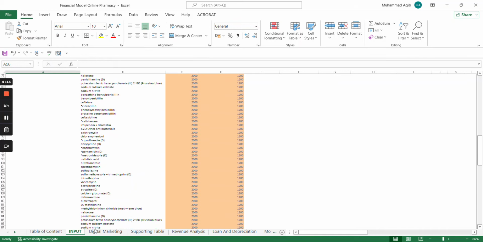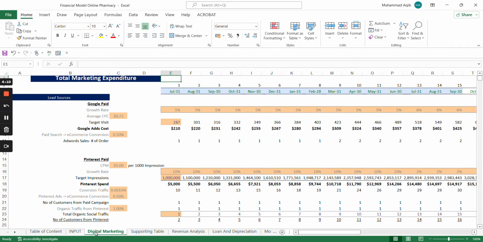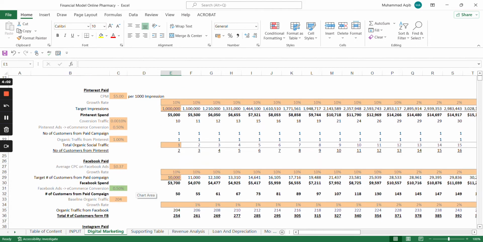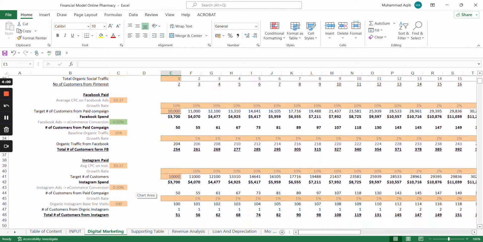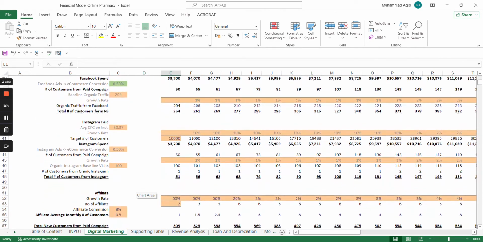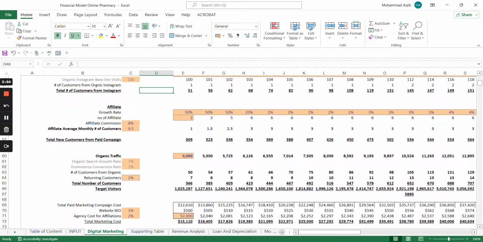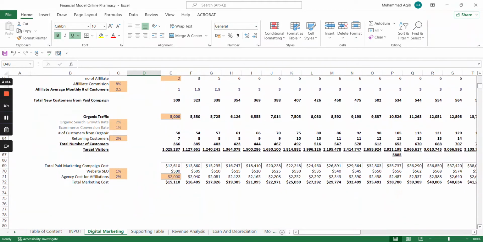Moving on to the digital marketing sheet, this will allow the business to know the number of customers that it will generate using different platforms such as Google, Pinterest, Facebook, and Instagram, as well as its organic customers. Furthermore, this is one of the most significant parts of the business as this will generate the total number of customers for the business as it's an online business.